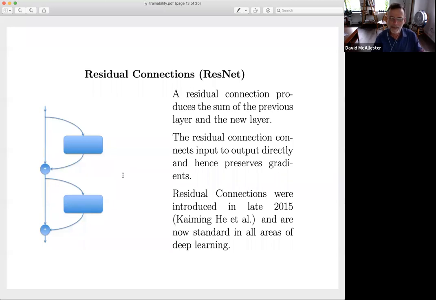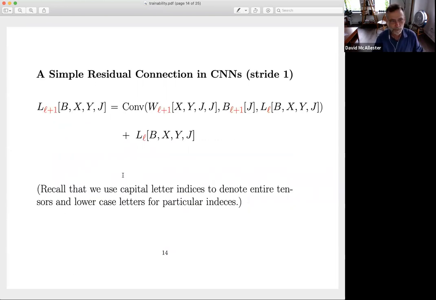Residual connections have completely taken over. All the modern architectures are full of residual connections in transformers and everywhere. Okay, so this is just doing it in a formula. So here's a simple convolution residual connection. I'm defining the next layer to be the result of a convolution on the previous layer. And then I'm going to take the convolution on the previous layer and add in the previous layer to get the next layer.